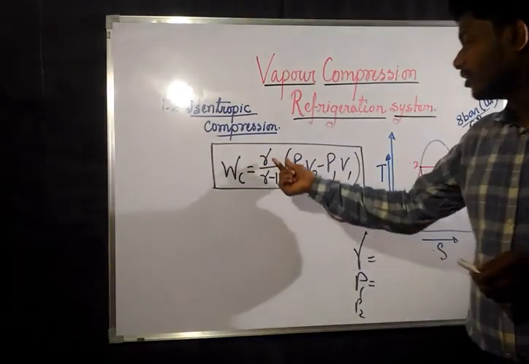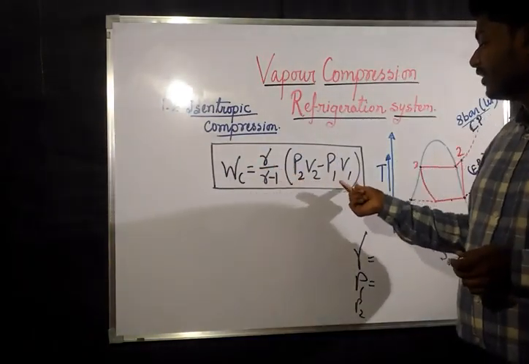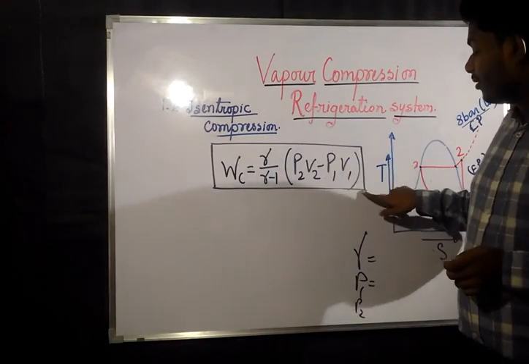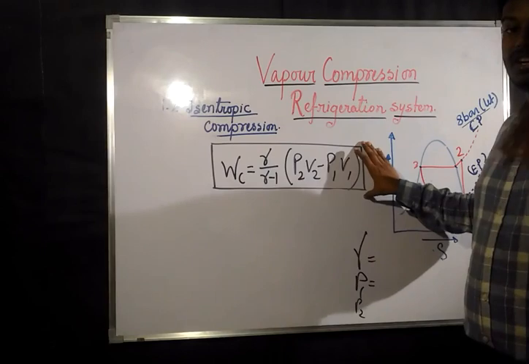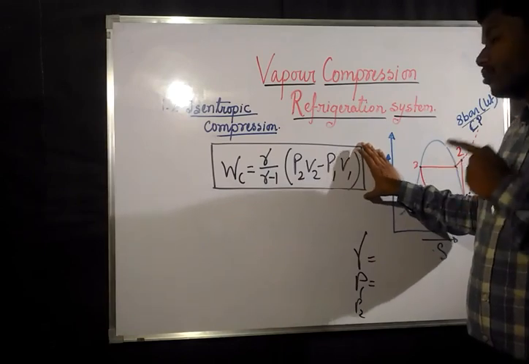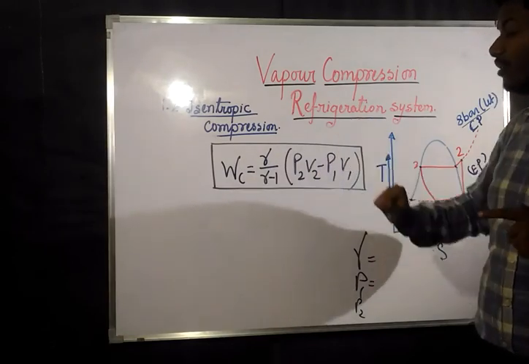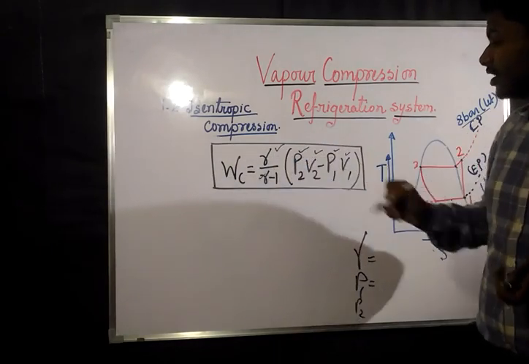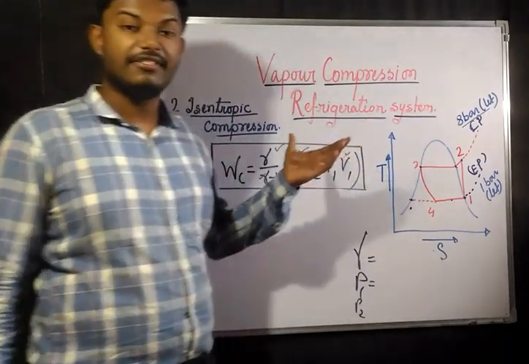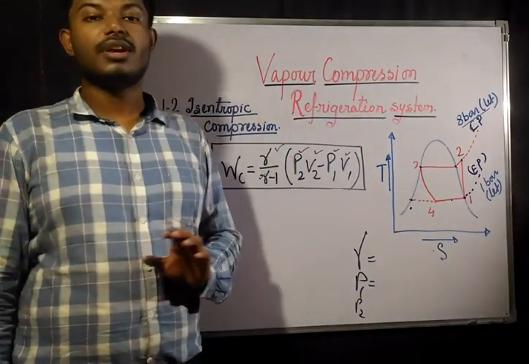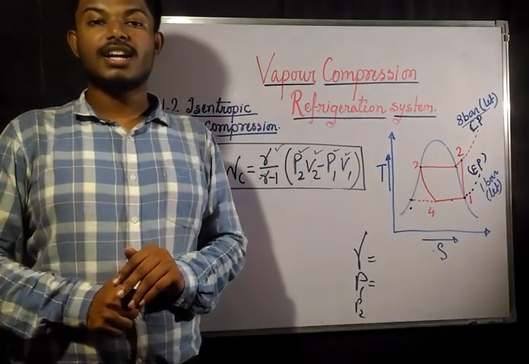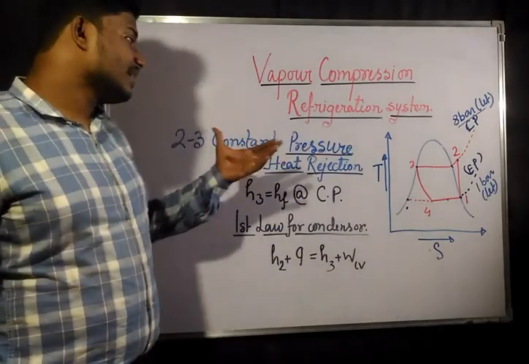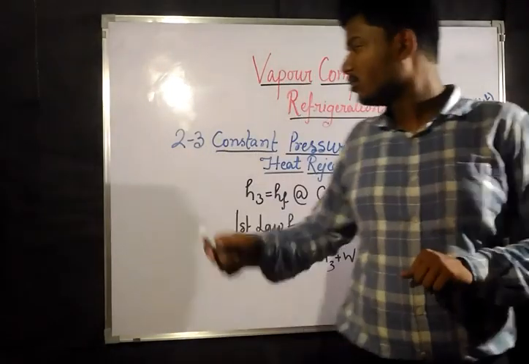Because this is going to be gamma by gamma minus 1, P2 V2 minus P1 V1, which is nothing but the open system work for an adiabatic process, and the compressor is an open system work and it is also going to be an adiabatic process. So you can use this formula if you know these values. If they are given in the question, then using this formula you can also find out the work consumed by the compressor.